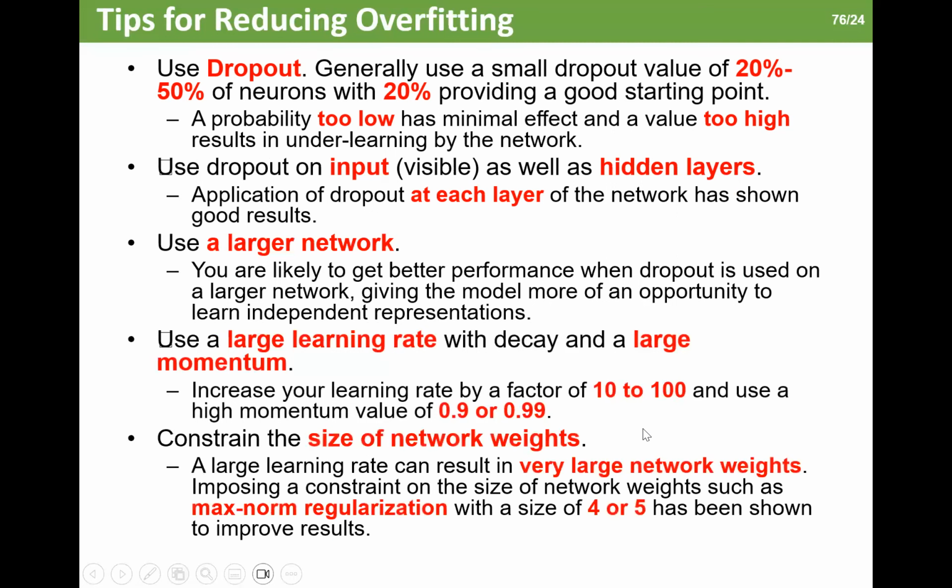Size of network weights: sometimes if you print out all the weight variables, you'll see sometimes they get very large. That's what they call exploding gradients or something. I forget. Anyway, you can try normalization. I think later we'll have an example. But that's kind of a last resort.